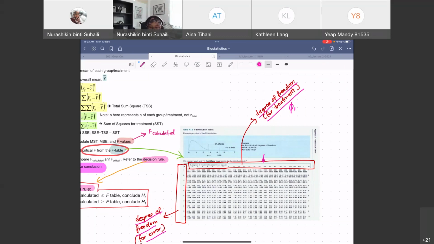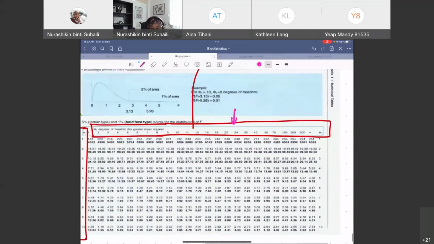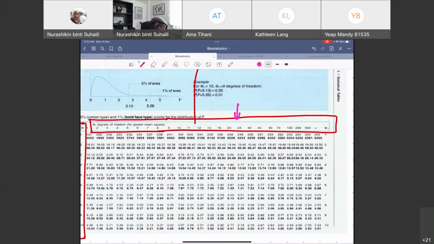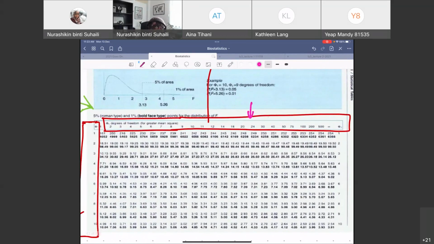But again, here, now I will enlarge this. You will see that there are two values for each of the points. For example, the first row here is not bold, isn't it? The second row here, you can see that the values are bold. So what is the difference? For the Roman type, the non-bold one, that refers to when alpha is equal to 5%. And the bold one is when alpha is equal to 1%.